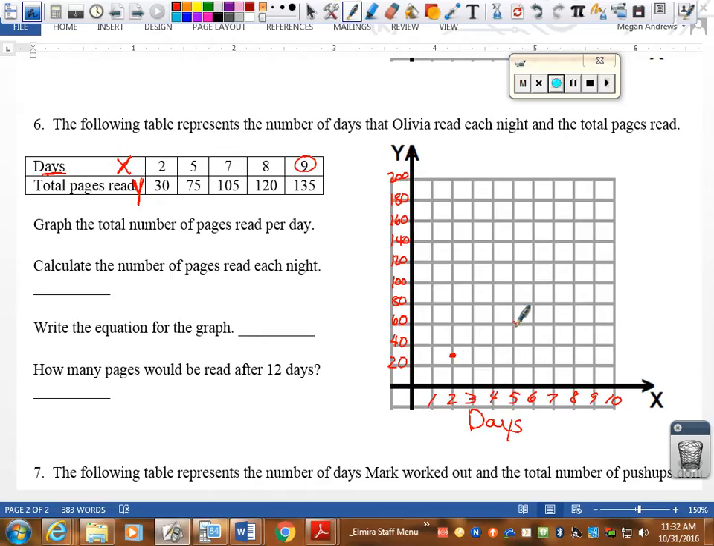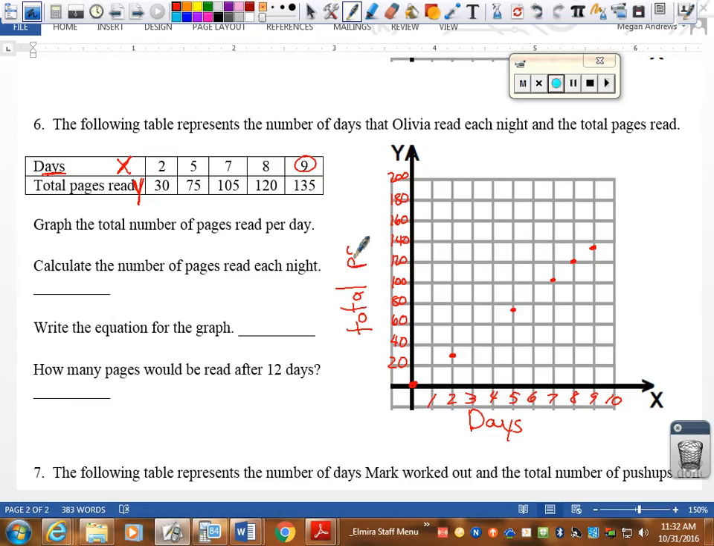2 and 30, 5 and 75, 7 and 105, 8 and 120, 9 and 135. And roughly, connecting back to the origin, if no time has gone by, then she has not had any total pages read, which I've forgotten to label over here.